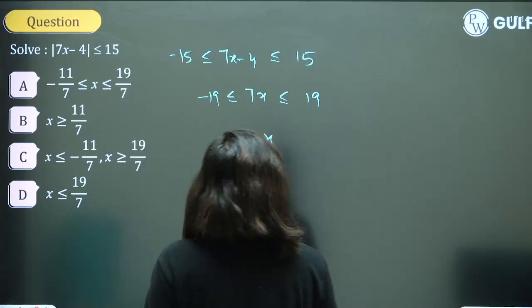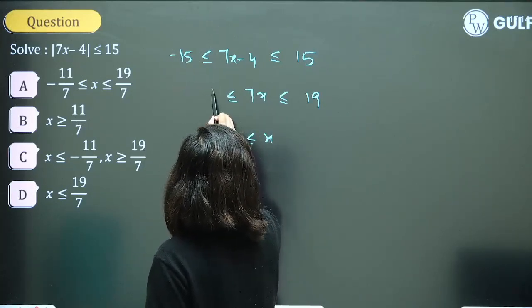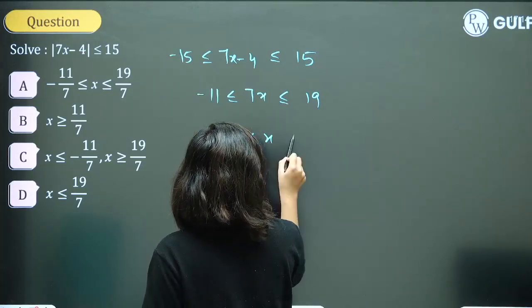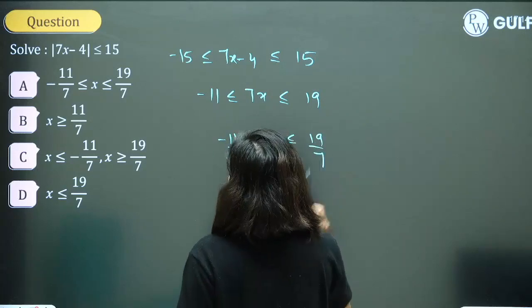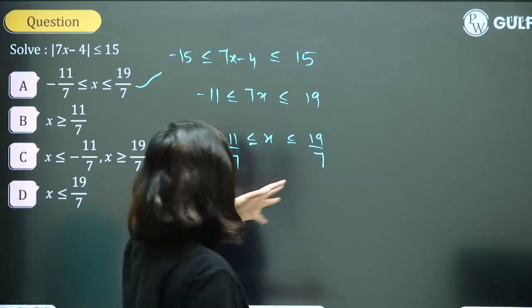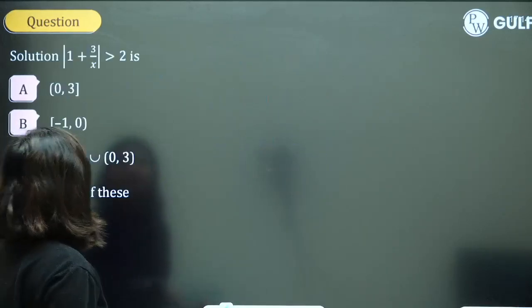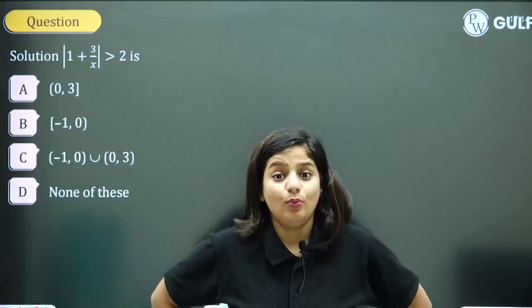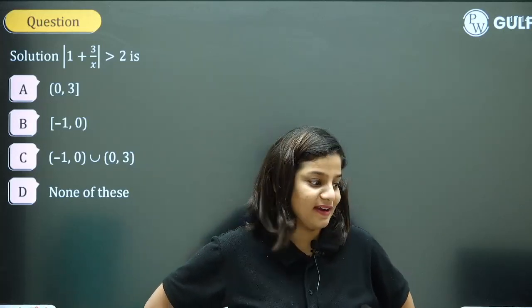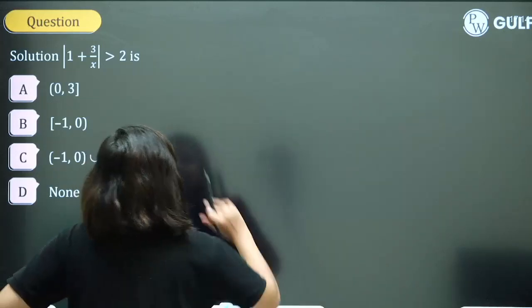Minus 15 plus 4 is minus 11. Answer is option A, isn't it? Minus 11 by 7 and plus 19 by 7. Good. Now we have greater than, and it will also include your wavy curve method to find the final answer. That's why I was insisting so much.